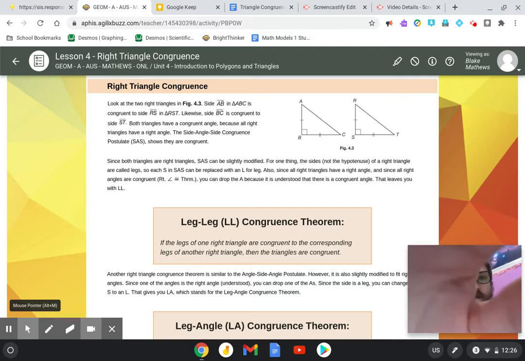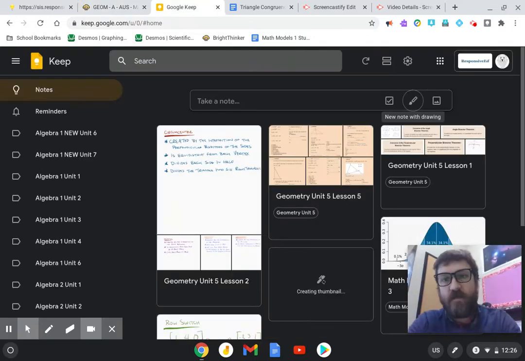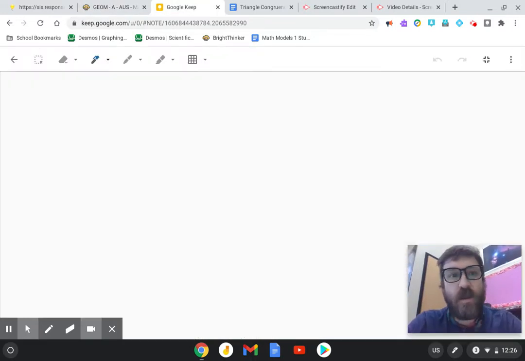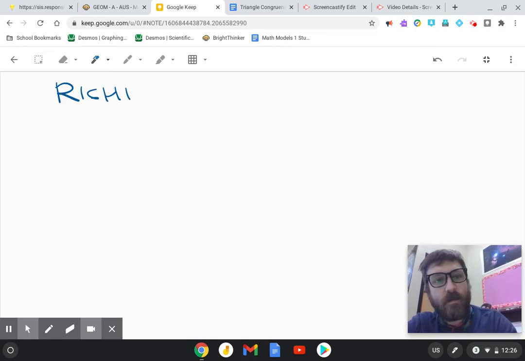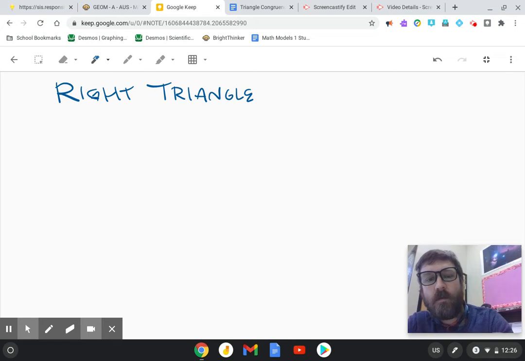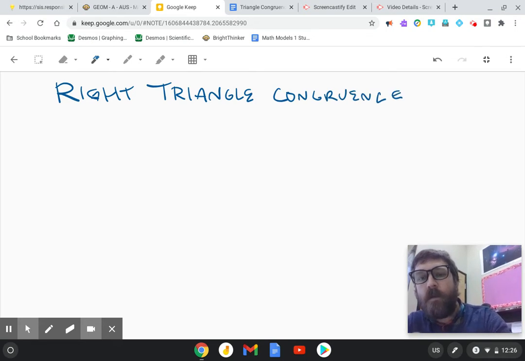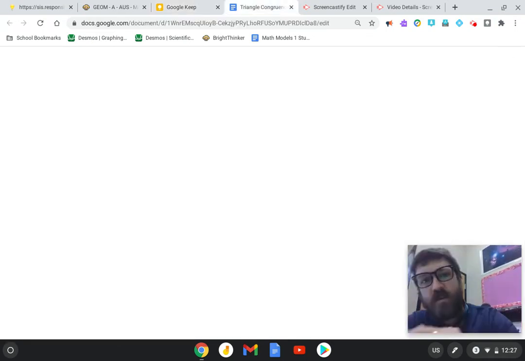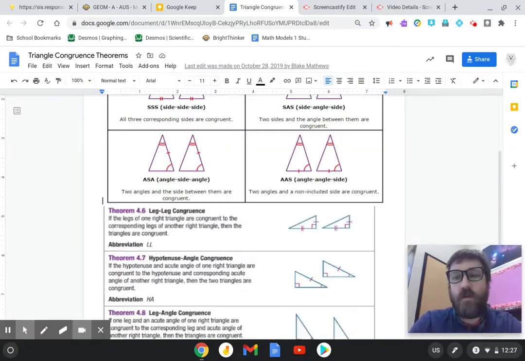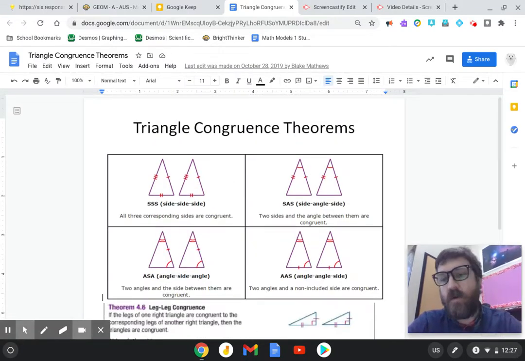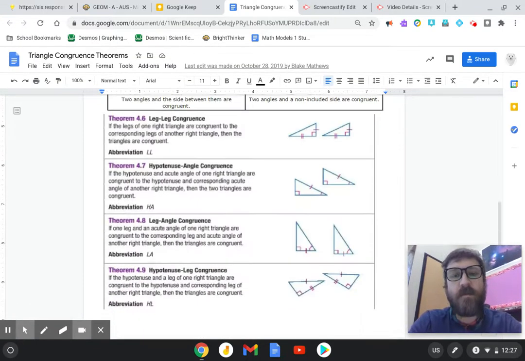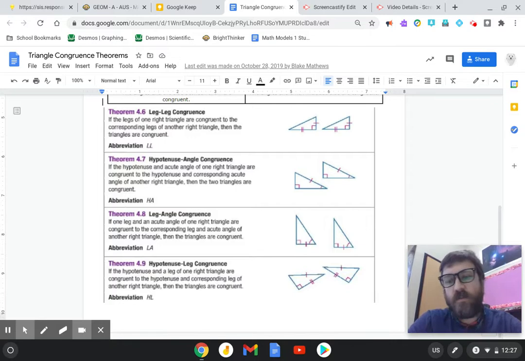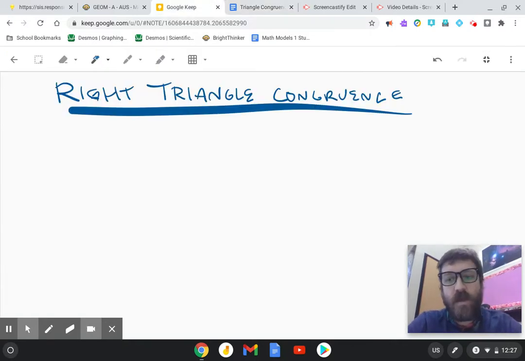So I'm going to jump over to Google Keep, and I'm going to get us a drawing so we can look at these. So these are going to be what we call right triangle congruence. And I'll just say this information is also on the triangle congruence theorems worksheet or notes page that I have put on the Google Classroom. It's the bottom half of the page. There are 4 congruence theorems for right triangles, and they are as follows.